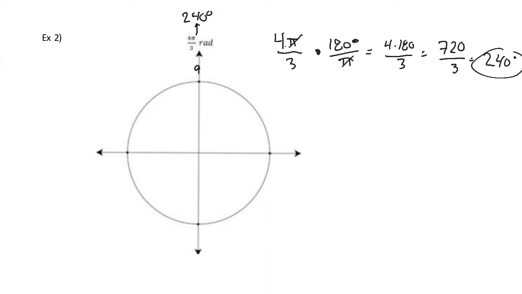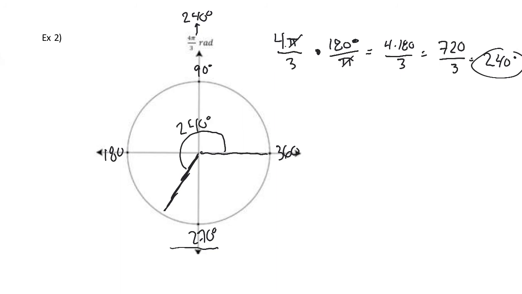So again, I'm going to say, okay, this would be 90 degrees, 180, 270, 360, full circle if I start here. So I'm going to start, and I'm going 240. So it's a little less than 270, right? So it's going to be over here. So I started here. Here is a 240-degree angle.